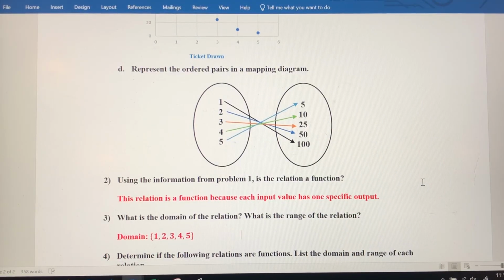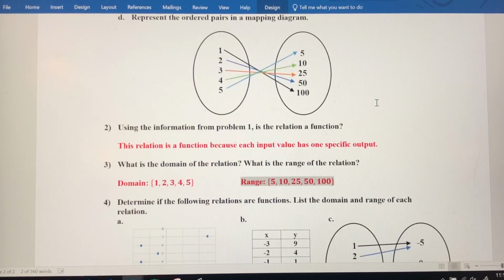To determine the range, we're going to look at the set of output values here. And again, just like with the domain, we want to go in order from smallest to largest. So the range for this function would be 5, 10, 25, 50, and 100.